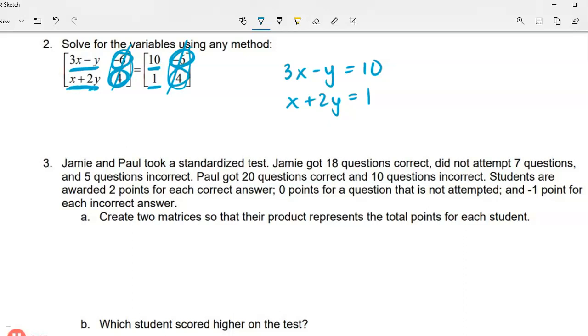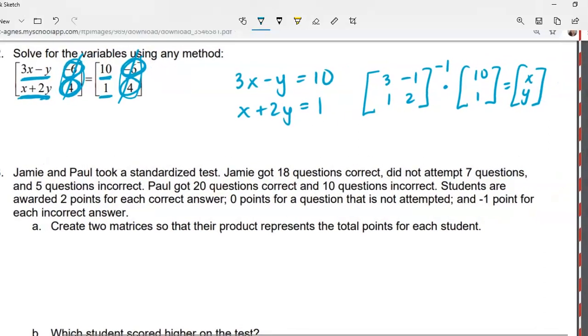So I'm going to use elimination. But if you want to, you can do substitution. So if you want to manipulate one of them, get it in terms of x and y. You also could use the calculator. You could have said, hey, I have my coefficient matrix 3, -1, 1, and 2, right? And I'm going to take the inverse of that coefficient matrix and then multiply it by the constant matrix 10, 1, and that's going to give me x, y. That also would have worked too.